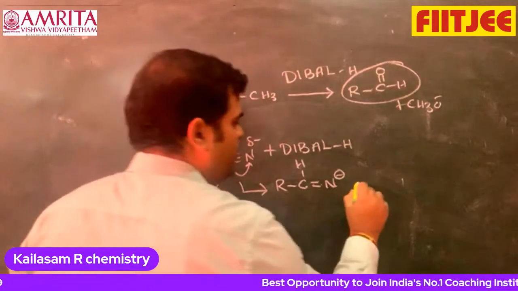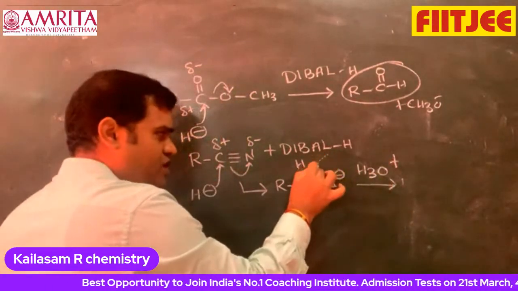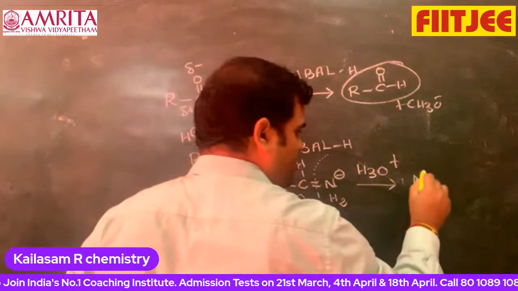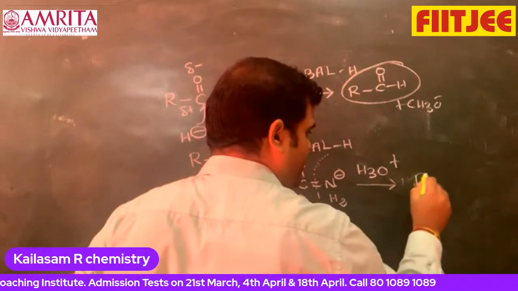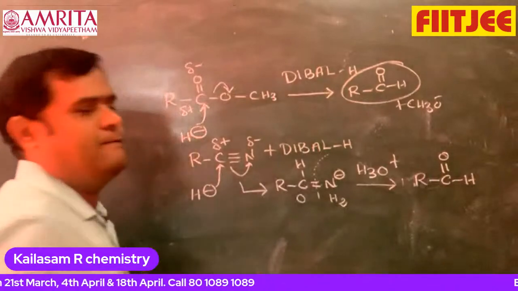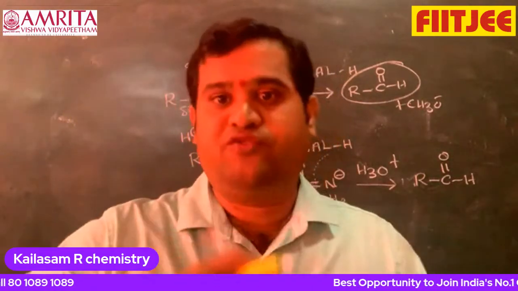If I'm doing acidic hydrolysis, H3O+, the imine type of bond is going to break like this. Here is O, here is H2. Now I can take it as R–C=O–H. So that means, what are all the important preparations of aldehyde?